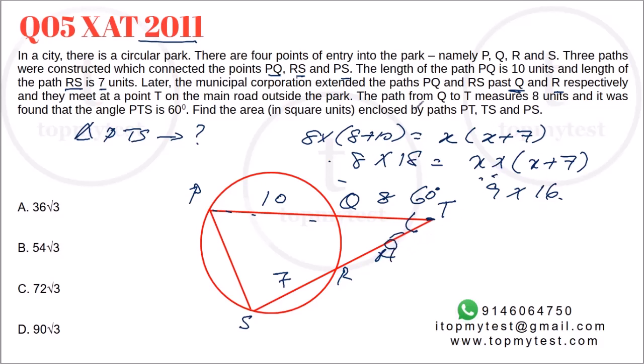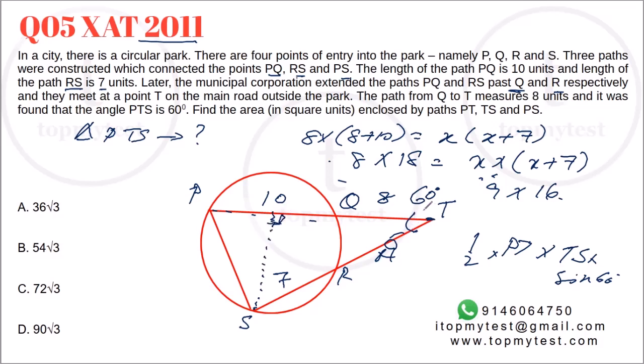Right, now the question is, what is the area of this full triangle? Now if you know the sine relation, it will be half of PT into TS into sine 60 degrees. Now assuming you don't know the sine relation, right? If you don't know the sine relation, even then you can answer the question. Drop a perpendicular from here to here.